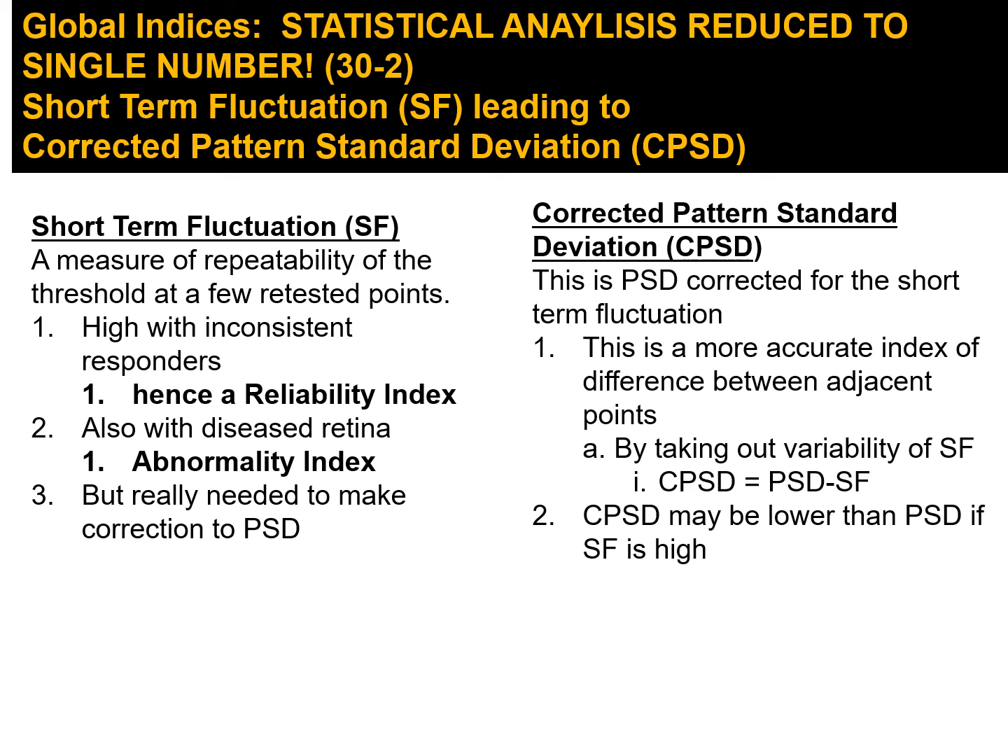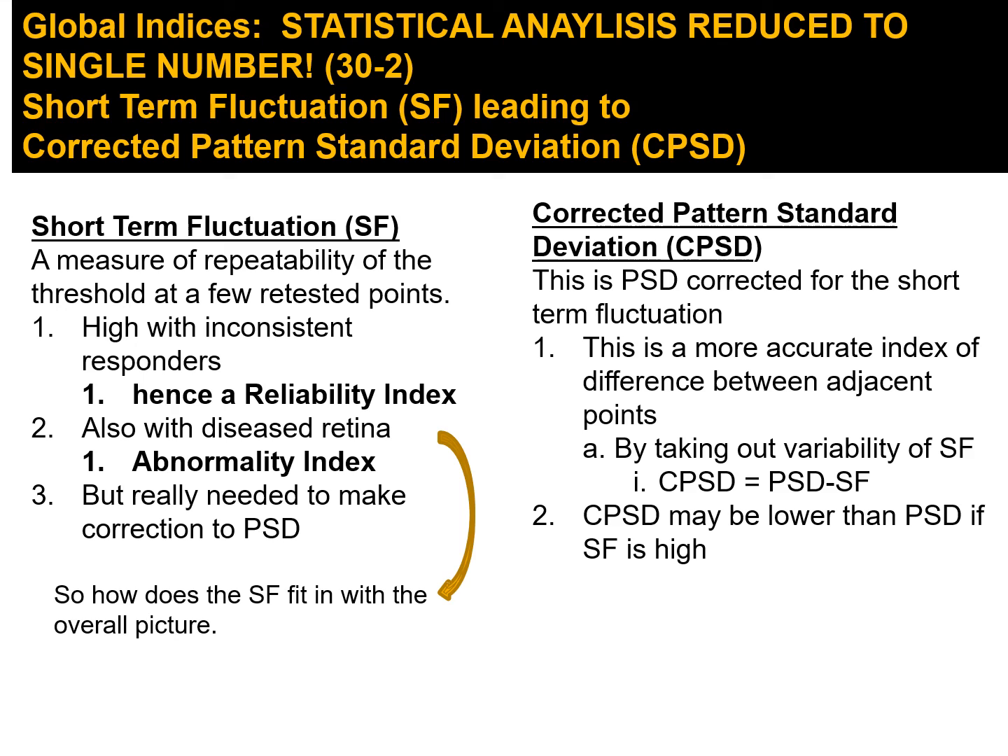So it's high in inconsistent responses. Because you test the same points, you get different results. So hence it is a reliability index. But also diseased retinas have an abnormal index as well. So it's really needed to make a correction for pattern standard deviation.